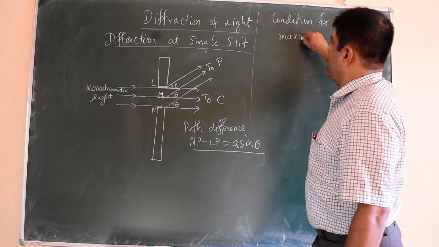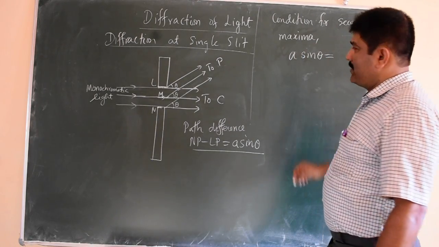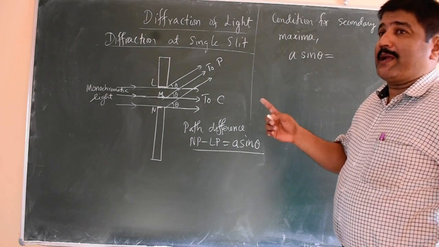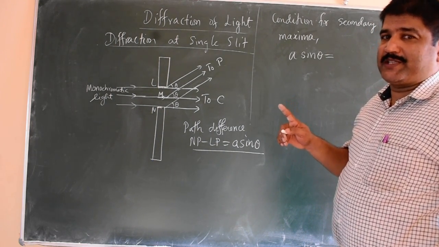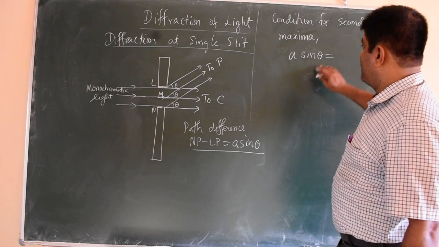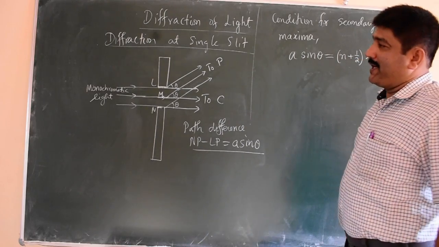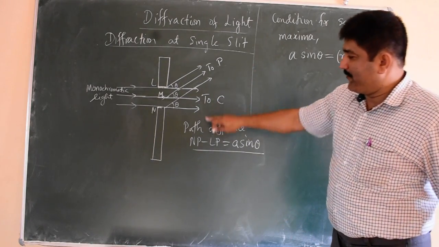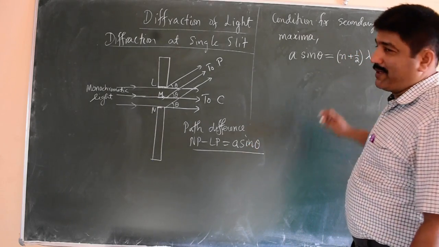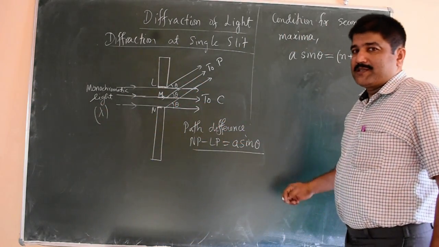Secondary maxima on the screen. So that is a sin theta equal to... In case of interference, path difference equal to n lambda is the condition for the bright region or the maximum intensity region. But here path difference n plus half lambda gives you the bright region at the point P. If this path difference NP minus LP, or a sin theta, is equal to n plus half lambda, where lambda is the wavelength of the light illuminating the slit.